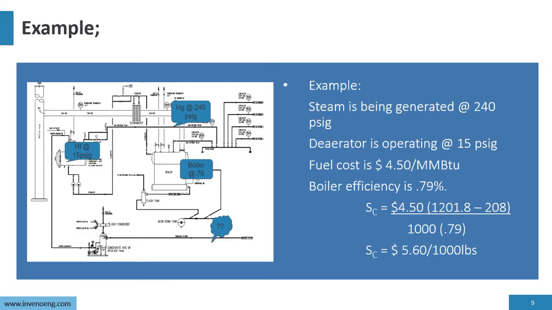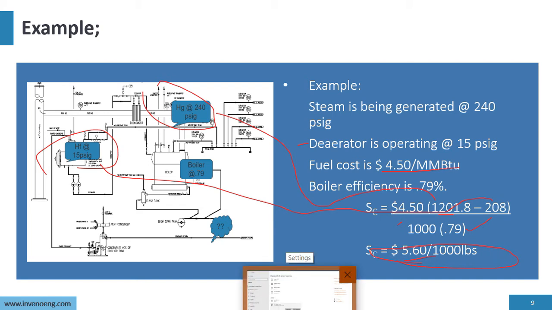So example, if the boiler is generating steam at 250 psi, 240 psi, which is right here at the boiler outlet, the de-aerator is operating at 15 psi, and the fuel cost is $4.50. The total energy is 1,201.8 BTU per pound. That is at the steam output total energy. The de-aerator is operating at 15 psi, so that's 208 BTU per pound sensible energy. And you divide by 1,000 and you divide by 0.79, which is the boiler efficiency. And you come up with a fuel cost of $5.60 per 1,000 pounds.